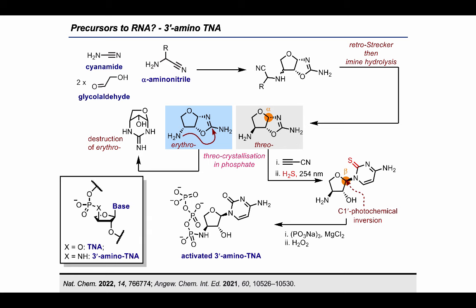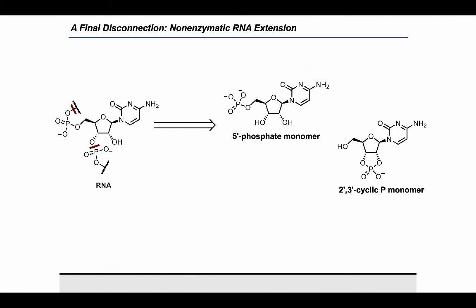Importantly, these 3O nucleic acids are capable of genetic copying, and in particular, aminonucleotides have been used to overcome some issues to do with the non-enzymatic replication of RNA. This is the final disconnection that we need to consider: how we link these monomers together to form nucleic acid polymers. 2',3' cyclic phosphates have been proposed as plausible monomers to build RNA oligomers from.